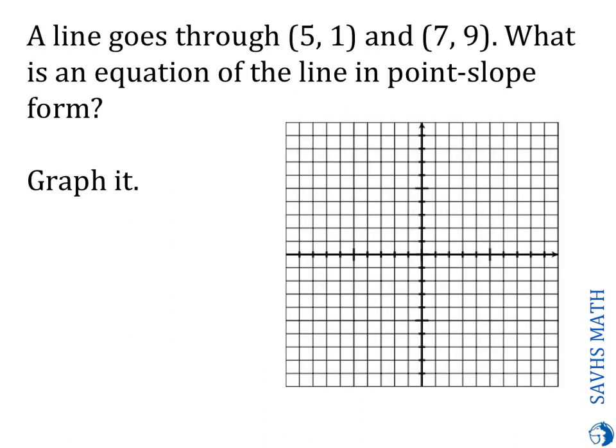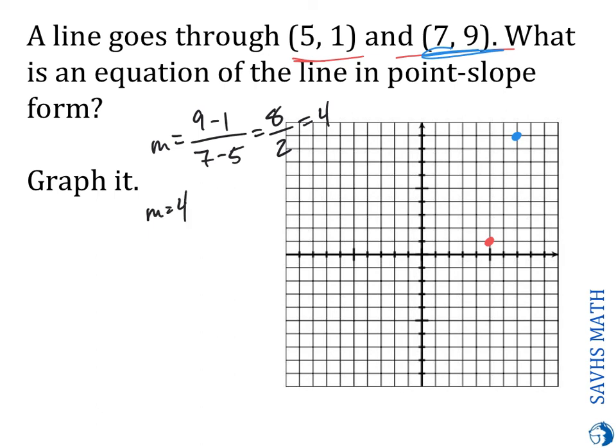Okay, now I have some information about 2 points, and I want to put a line through these points. First, I'm going to graph them. (5, 1) is this point right here, and (7, 9) is this point right here. Okay, so first I need to find the slope, then I need to write an equation. So what is the slope? Well, 9 minus 1 over 7 minus 5 is 8 over 2, or 4. So m is 4.